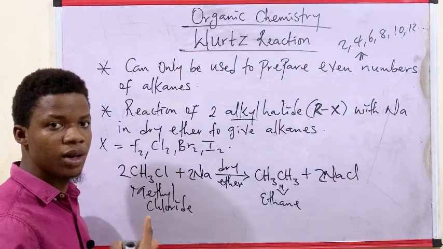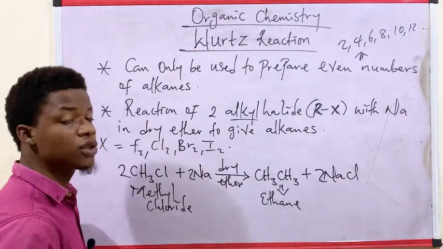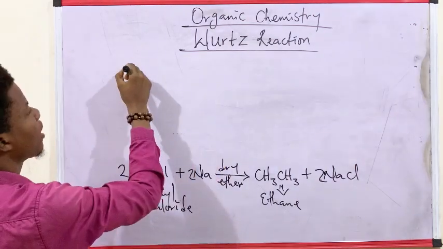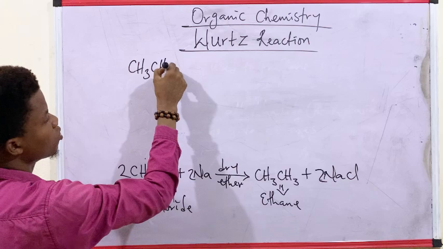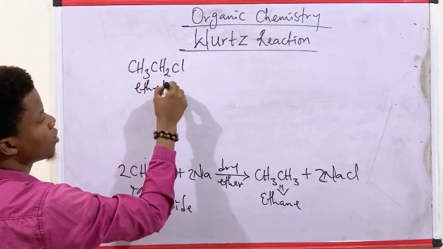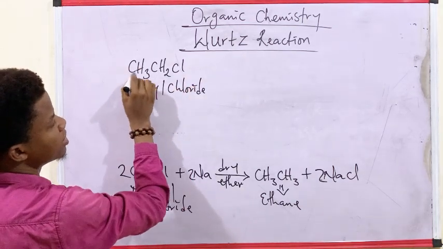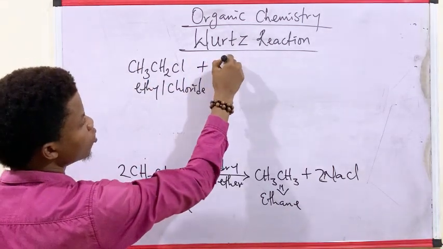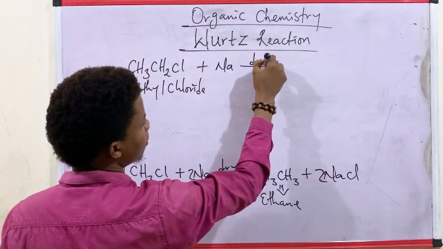Now, what happens when we use another alkyl halide? Let's take it a little step higher. So instead of using methyl chloride, let us use ethyl chloride. We have CH3CH2Cl. Now this is ethyl chloride. Am I right? Yes. So this is ethyl chloride, now plus sodium in dry ether.